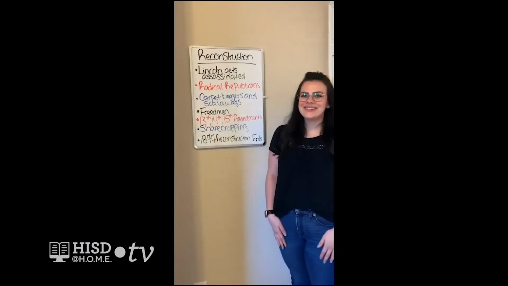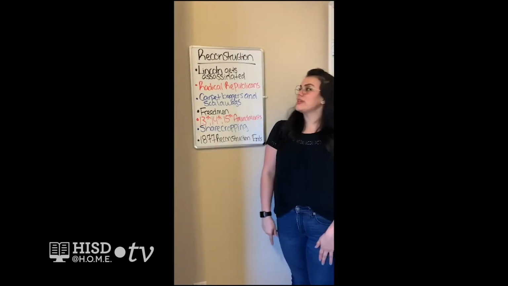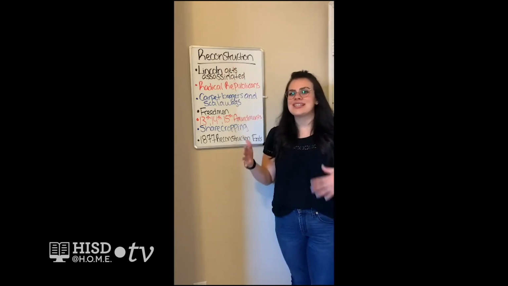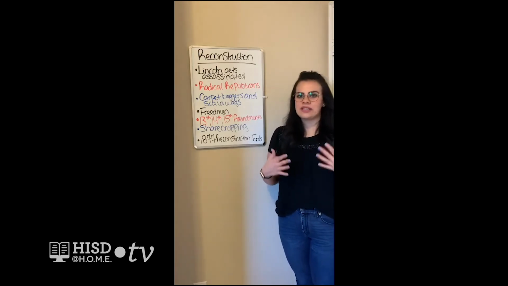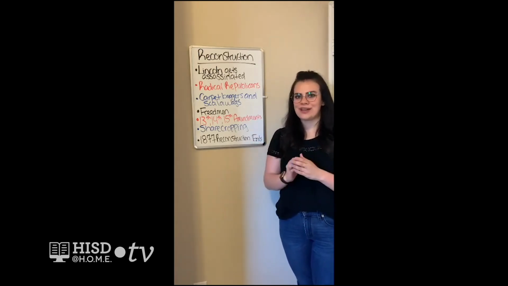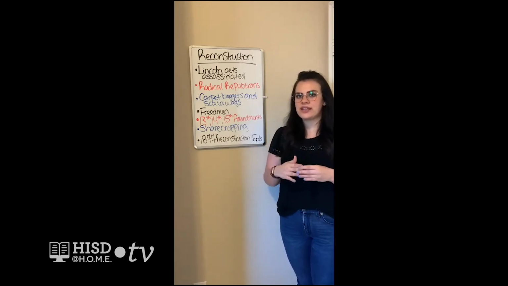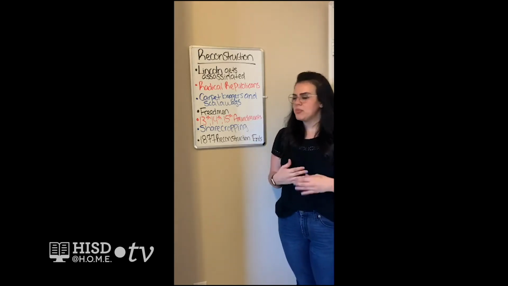All right, guys, so let's go ahead and get into the last part of this lesson, which is going to be Reconstruction. So Reconstruction is the era after the Civil War. It is now when the country has to reunite. Those southern states have to rejoin the Union. Now, they can't just rejoin. So Lincoln comes up with a plan.